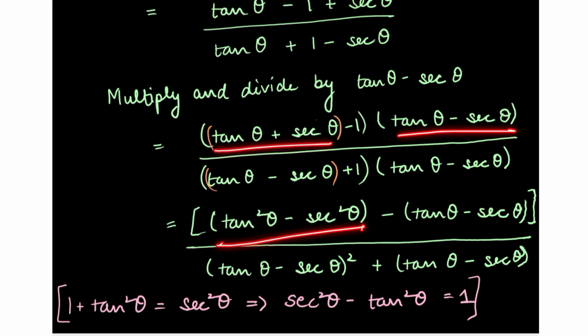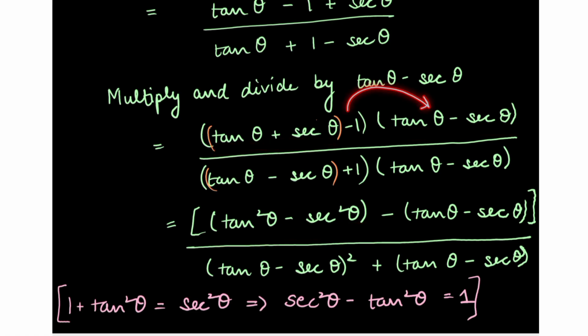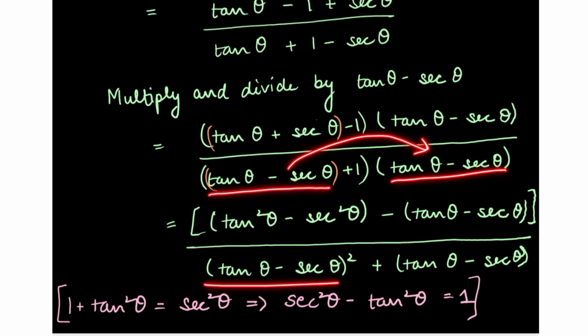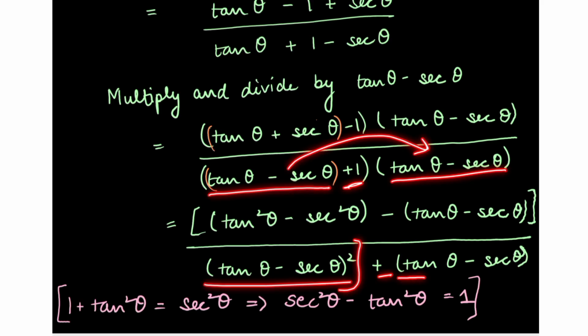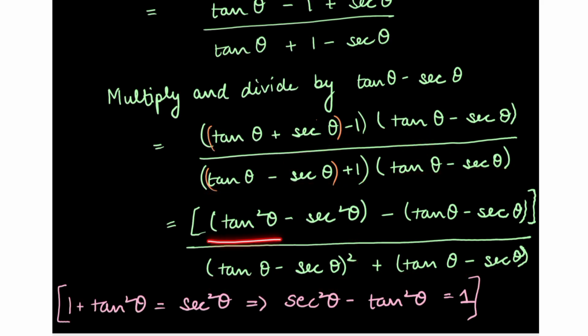So we get tan square theta minus secant square theta minus 1 into this expression minus tan theta minus secant theta. And in the denominator, tan theta minus secant theta into this tan theta minus secant theta gives us (tan theta minus secant theta) whole square plus 1 plus tan theta minus secant theta. Now what is tan square theta minus secant square theta?